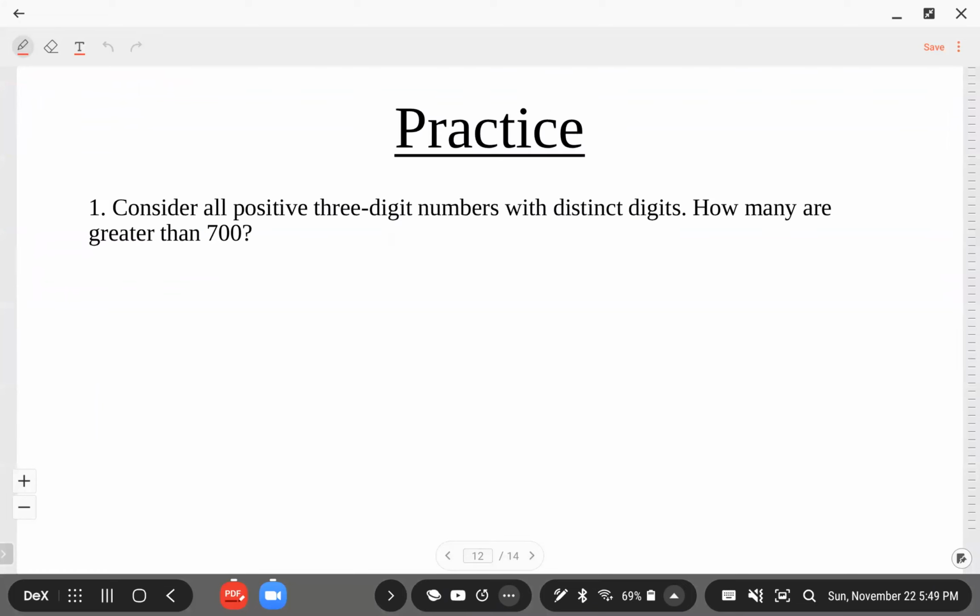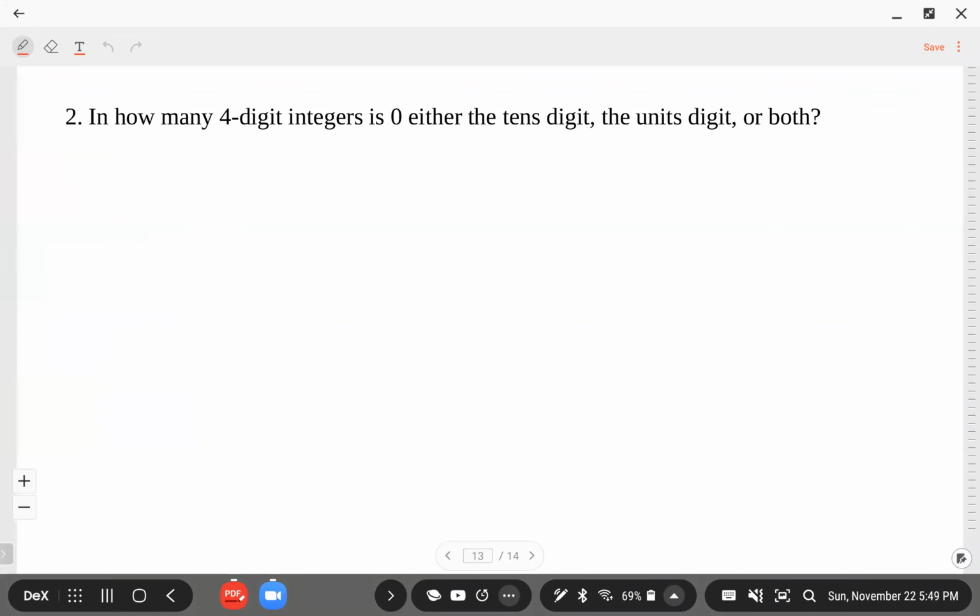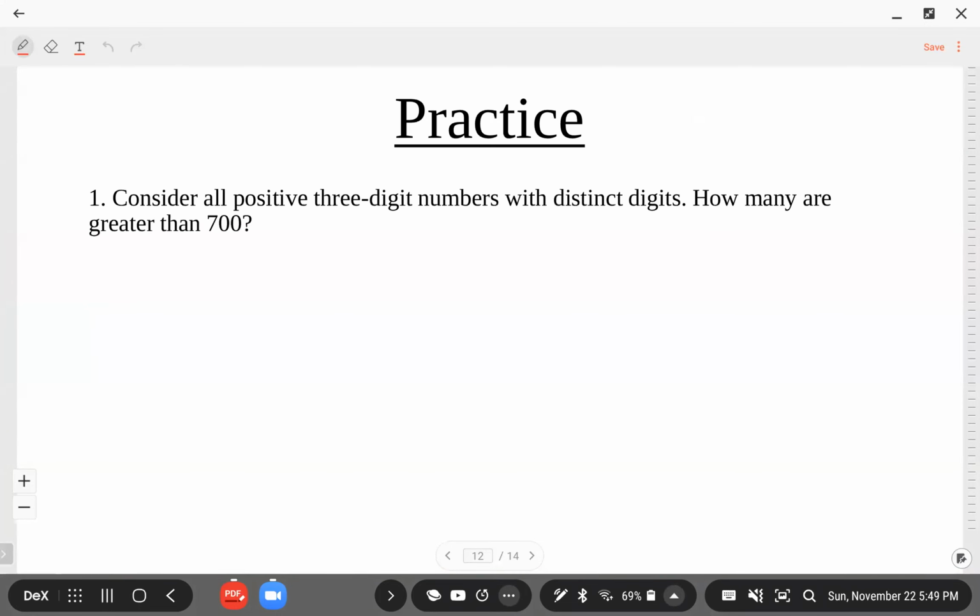So, let me go to some practice problems. This is the last section. We only have 2 practice problems, but these are pretty hard. So, our first question.